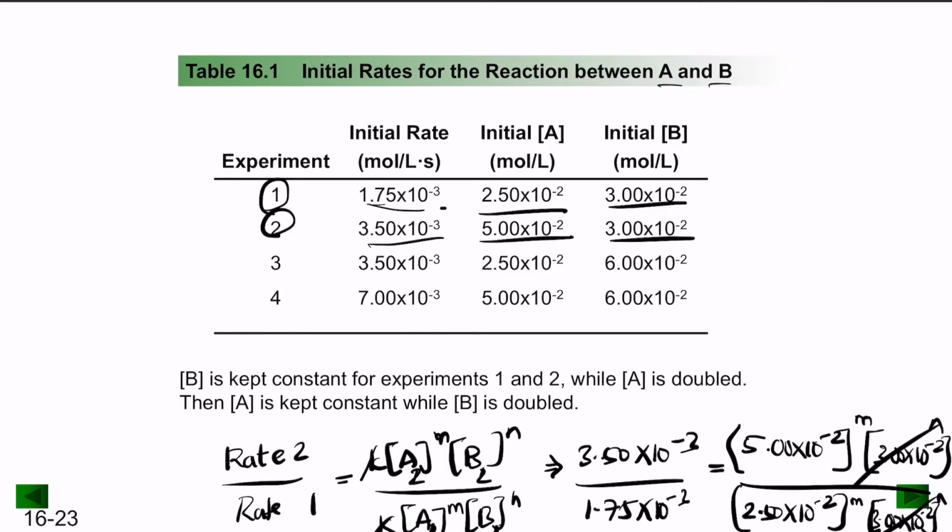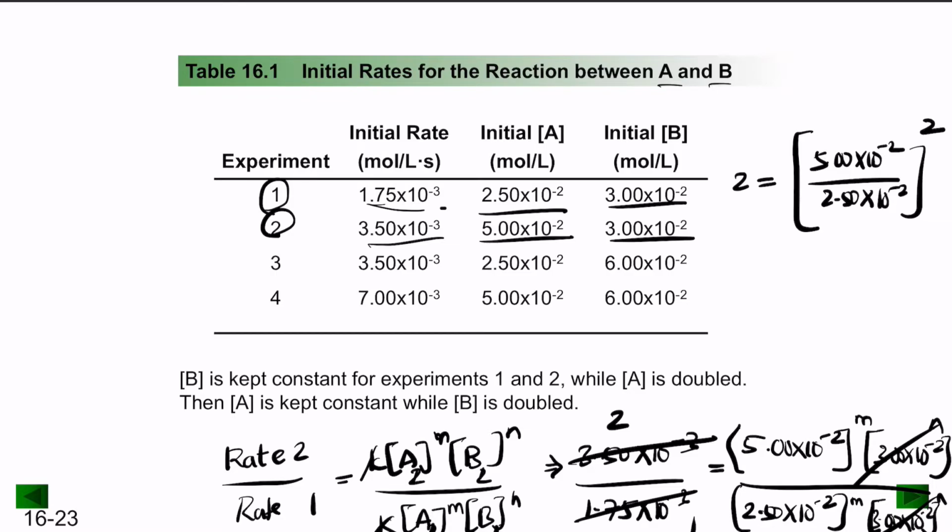So these parts get cancelled. Now this one is 2. So 2 equals, since the power m is constant, we can divide both of them: 5.00 times 10 to the power negative 2 by 2.50 times 10 to the power negative 2, whole to the power m. So 2 equals 2 to the power m. It can be written as 2 to the power 1. From this we can determine that m is equal to 1. So now we know the value of m.